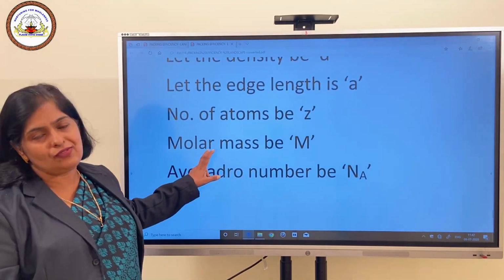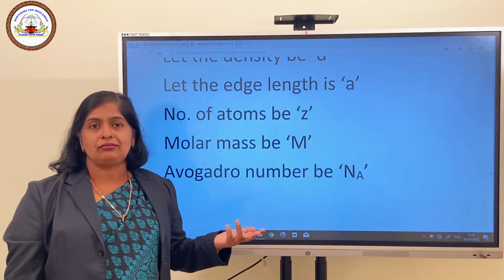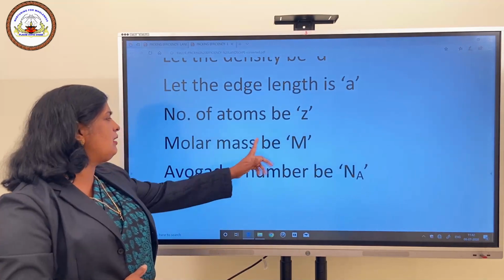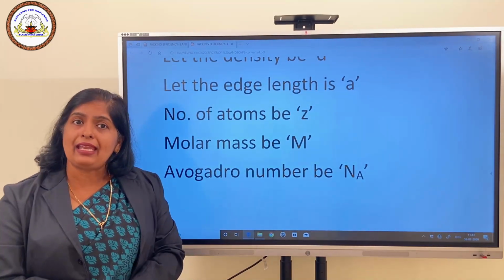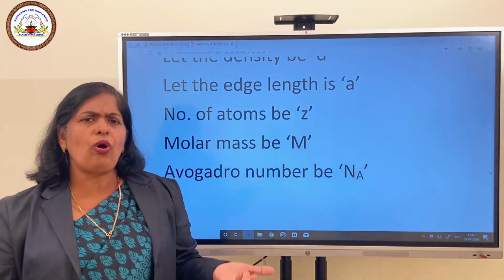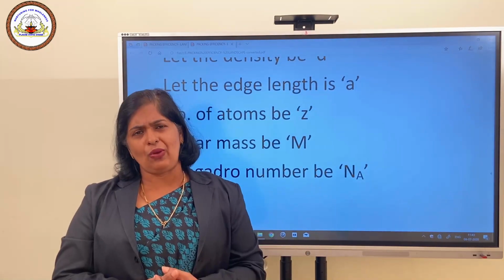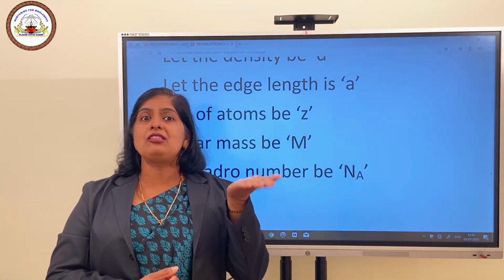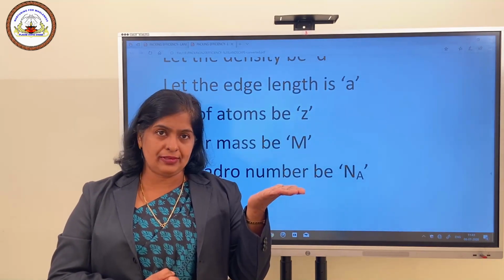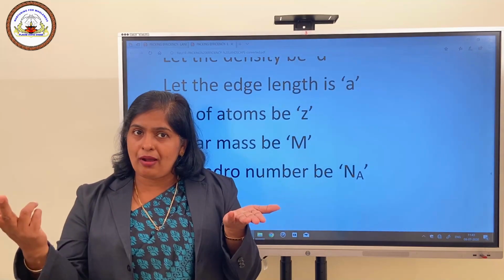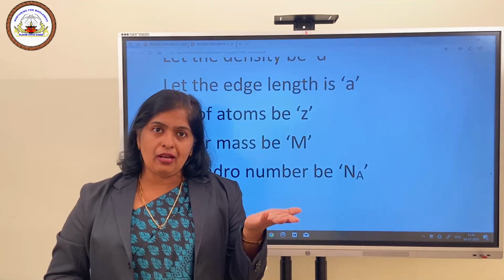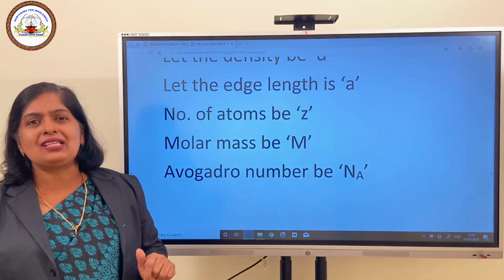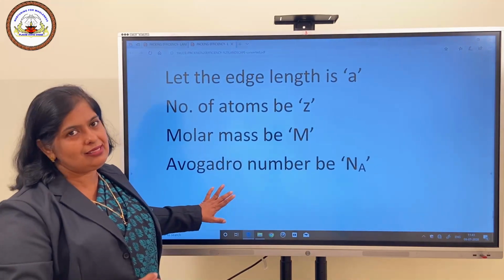And molar mass will be given. Sometimes they will give NaCl, then we can find the molar mass, or they will give the molar mass. Let the molar mass be M, Avogadro number be Na. Why have they given Avogadro number? We know Avogadro number from class 9 onwards. We know its value, 6.023 into 10 raised to 23. Molar mass means mass of Avogadro number of atoms. If we know molar mass and the Avogadro number, we can find the mass of one atom, which is equal to molar mass divided by Avogadro number.